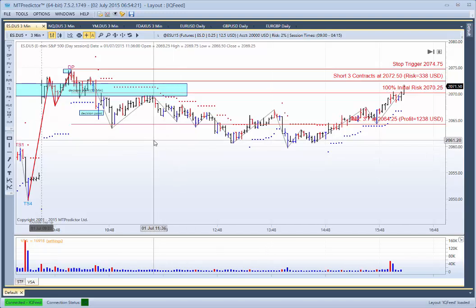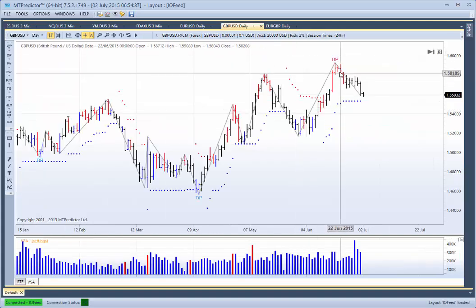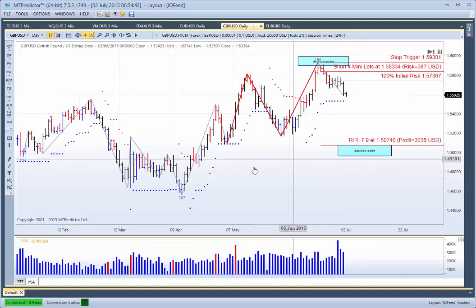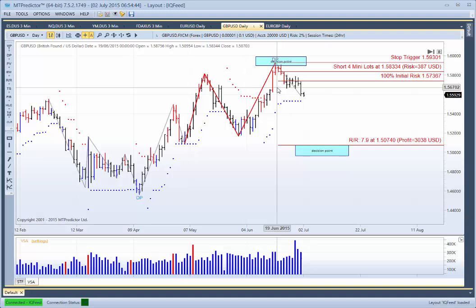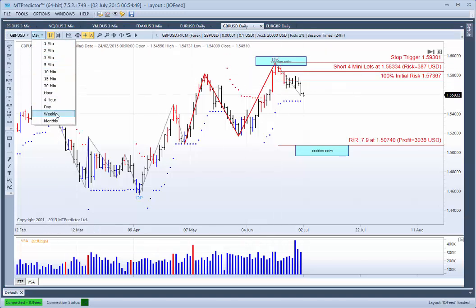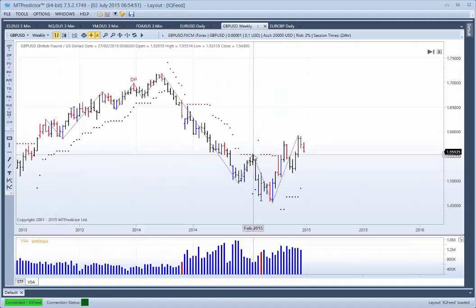So there you go, two good recent examples from yesterday on the US E-mini, the ES, catching the high of the day there with a DP sell on the 3-minute in and around 15-minute resistance, also a VSA setup, and also a recent sell setup on the British pound, where we came in at our DP sell as of the 18th and 19th of June because they were at the weekly resistance area on the weekly chart, as I can see there, the DP weekly resistance.